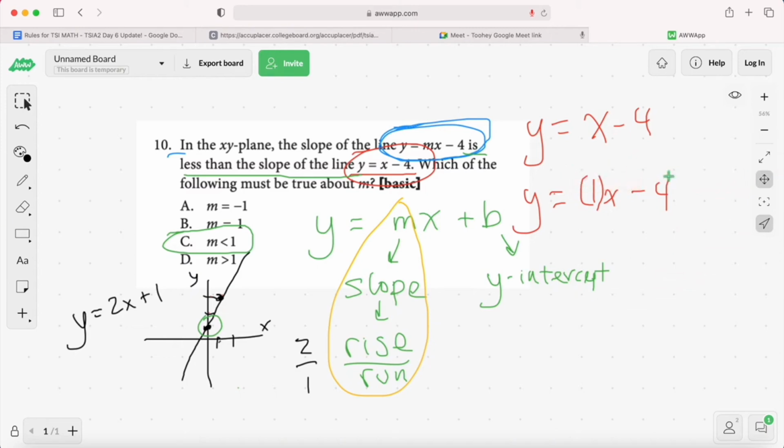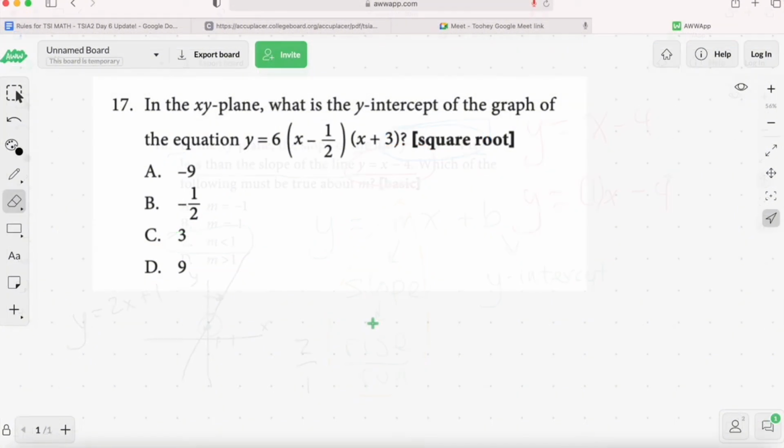You got to know y equals mx plus b form. You got to know what it means. Go ahead and read question number 17 for us, please, as soon as you see it on the screen. In the xy plane, what is the y-intercept of the graph of the equation y equals 6, parentheses x minus 1/2, times x plus 3? Okay. What is the y-intercept of the graph?